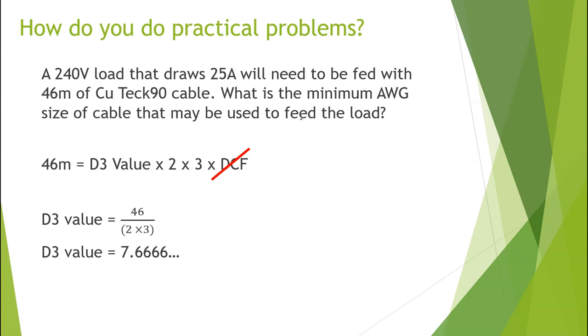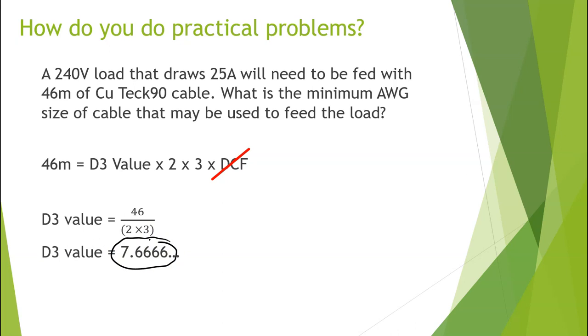And that D3 value then can be calculated, having transposed the formula, such that our 46 meter maximum distance divided by our combined multipliers of 6 gives us a number of 7.666 repeating. Now what we can do is take this number and our load ampacity of 25 amps into table D3, and we can try to locate a number that's equal to or less than this calculated value.